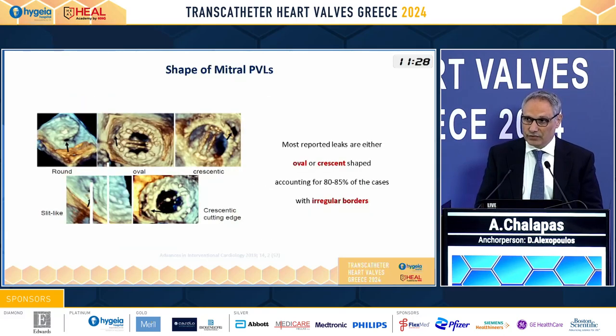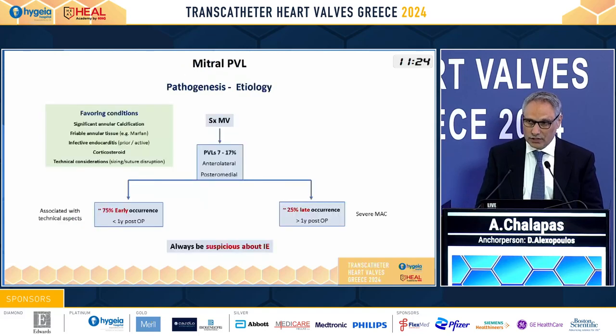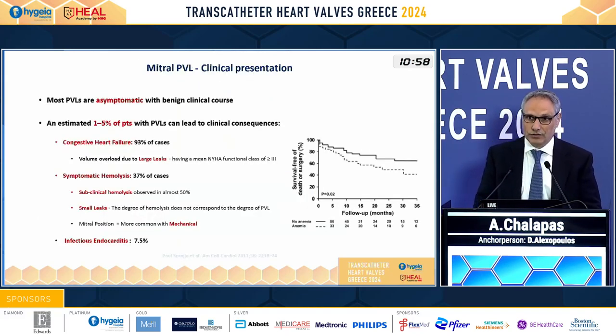In 80 to 85% of the cases, they are oval or crescent in shape, having irregular borders. And regarding the pathogenesis, there are several factors favoring the development of such defects, such as annular calcification, endocarditis, active or prior, corticosteroid treatment, of course several technical considerations having to do with the surgery, and almost 75% of the cases occur relatively early in the first year post-operation, associated mostly with the technical considerations.